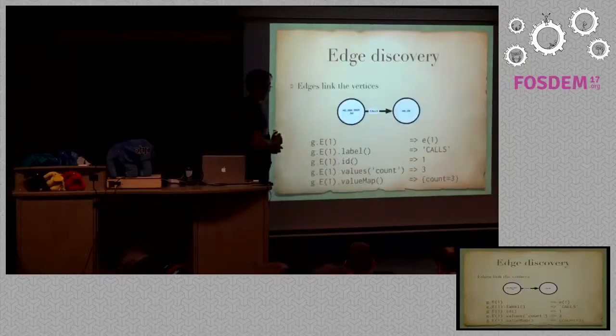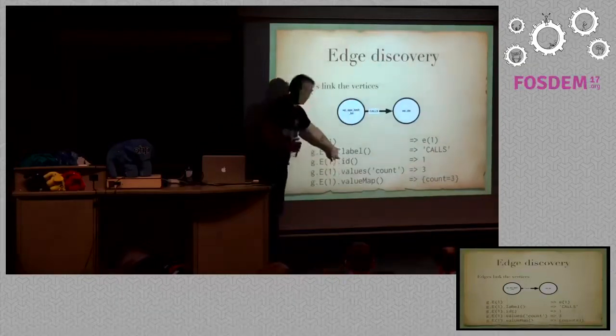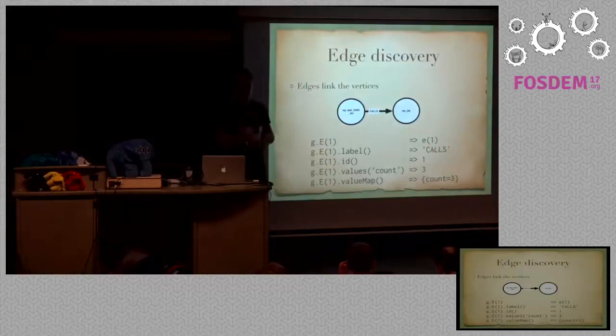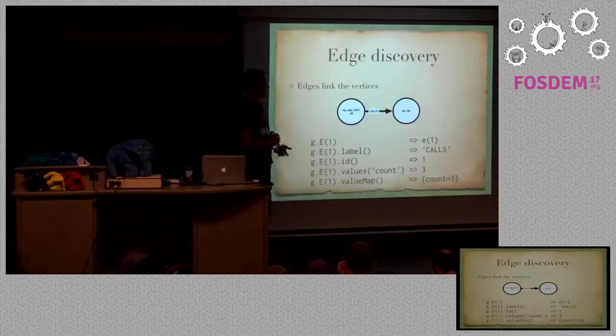So edge discovery works exactly the same. On top of that, ID and label are used by the language itself, so values cover everything except IDs and labels. They get a special method by themselves. Otherwise, when you get an E like that, it's an edge. If you get a V, it's a vertex. If you get a null, it's nothing. And otherwise, you get an error.